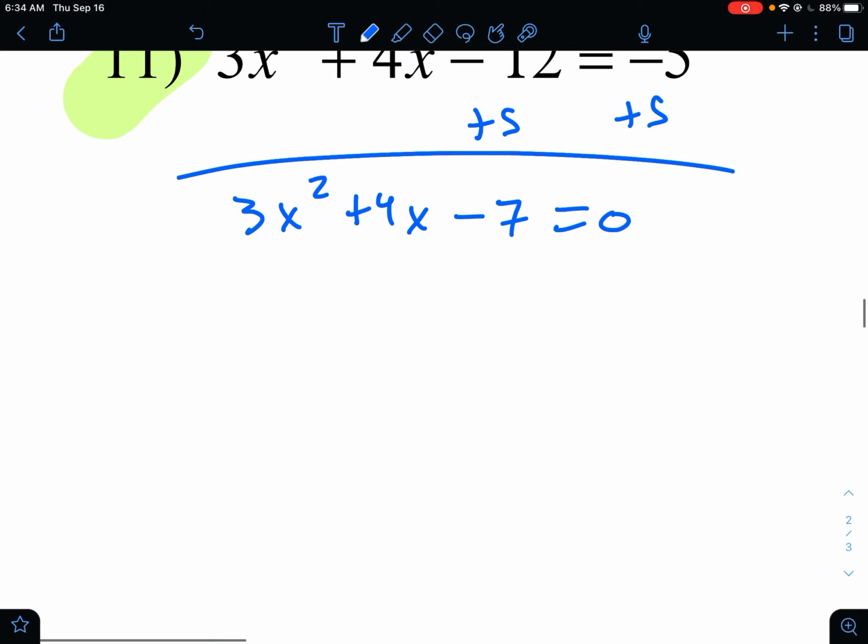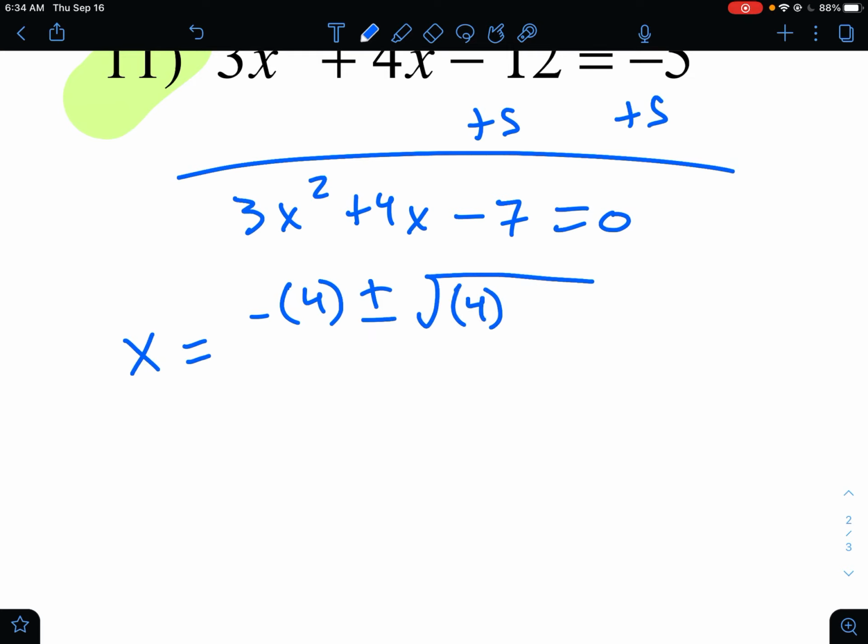And now that it equals 0, we can plug it into our quadratic formula of x equals negative b plus or minus the square root of b squared minus 4ac all over 2a. Yeah, let's dive in. So we got x equals negative b. B in this case is the term with the coefficient on x. So it's negative 4.